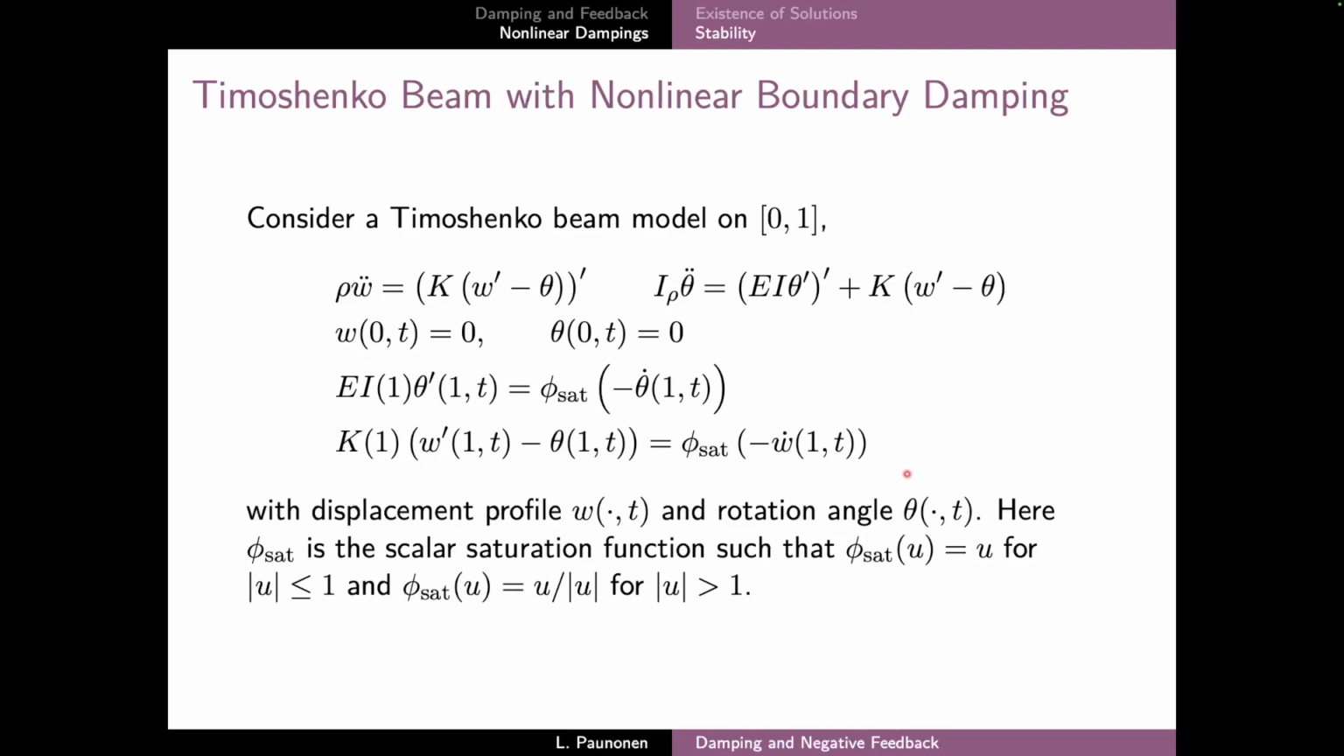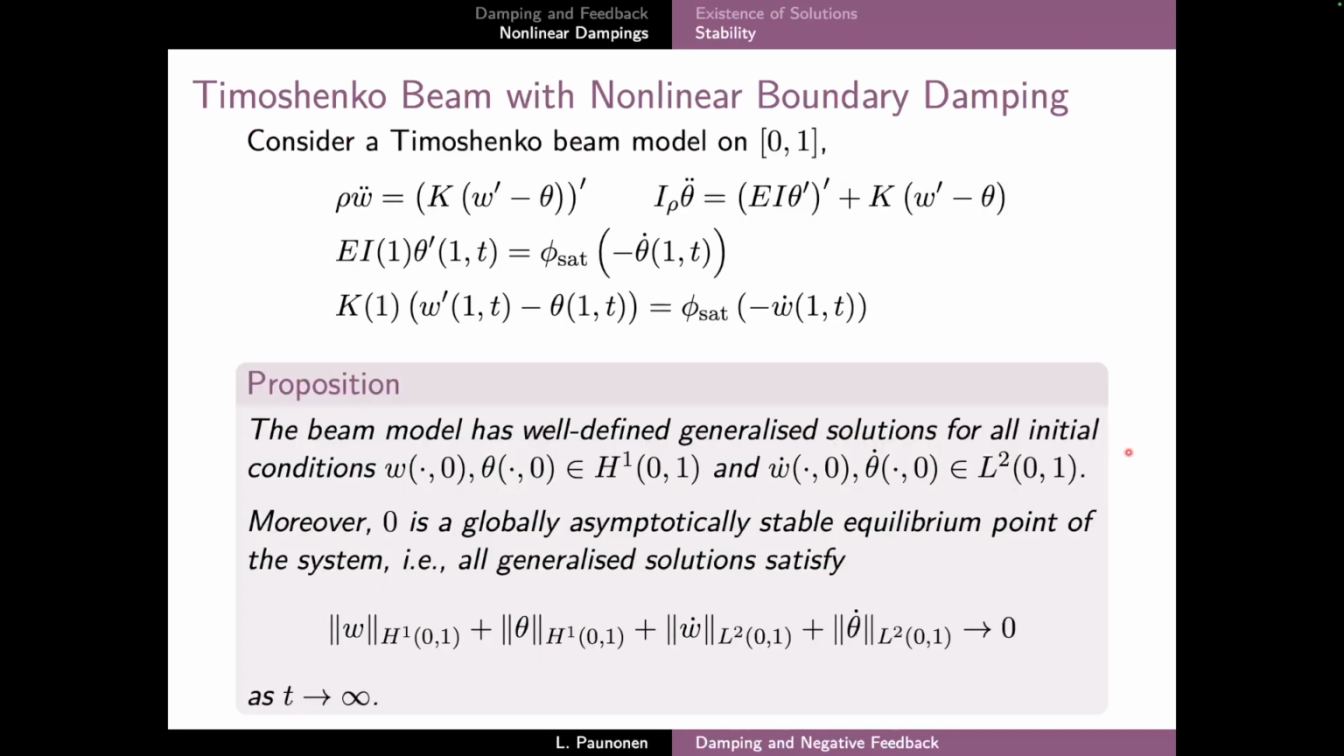But our results say that because we know the equation without saturation is in fact exponentially stable, we also get well-posedness and global asymptotic stability for the nonlinear damped model. And in particular, the beam system has well-defined generalized solutions for suitable initial data, and then our solutions converge in norm to zero as t goes to infinity.